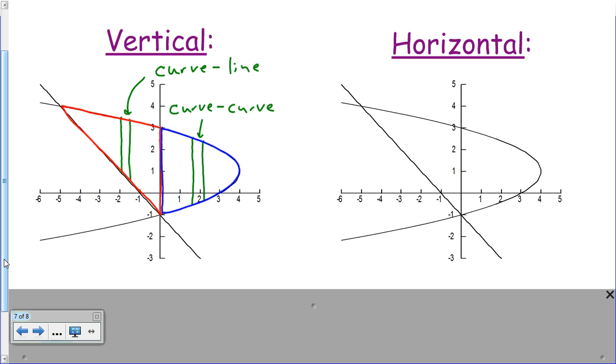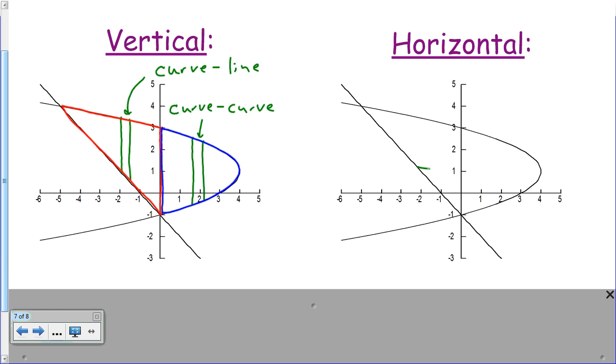So it would require a little bit of extra work to do it using vertical strips. It would require, I guess in essence, almost twice the work, because you have to set up two separate integrals that you'd have to solve. On the other hand, if we take a look at that same set of curves, or equations, over here on the right, and instead of using a vertical strip, we use a horizontal strip.